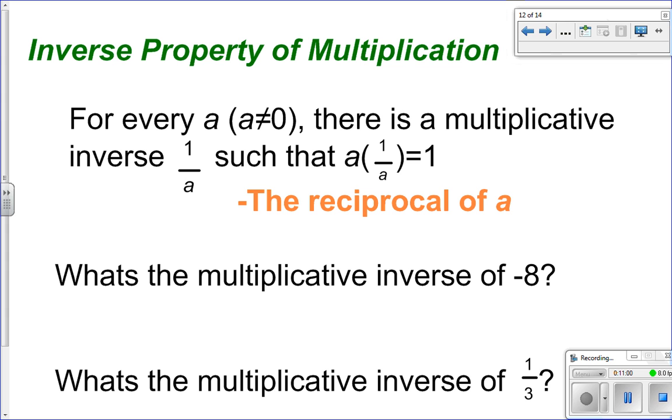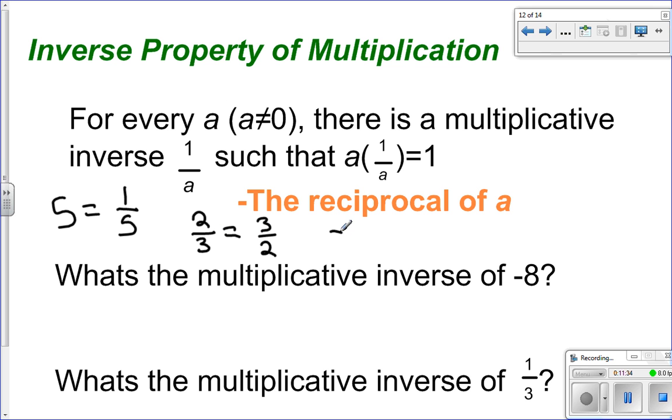Inverse property of multiplication. For every a, when a is not equal to 0, there's a multiplicative inverse 1 over a, such that the original number a times its reciprocal 1 over a equals 1. So the reciprocal of a is 1 over a, meaning if you have any number, let's say 5, the reciprocal is just the number flipped, 1/5. If I have 2/3, the reciprocal of that is going to be 3/2.